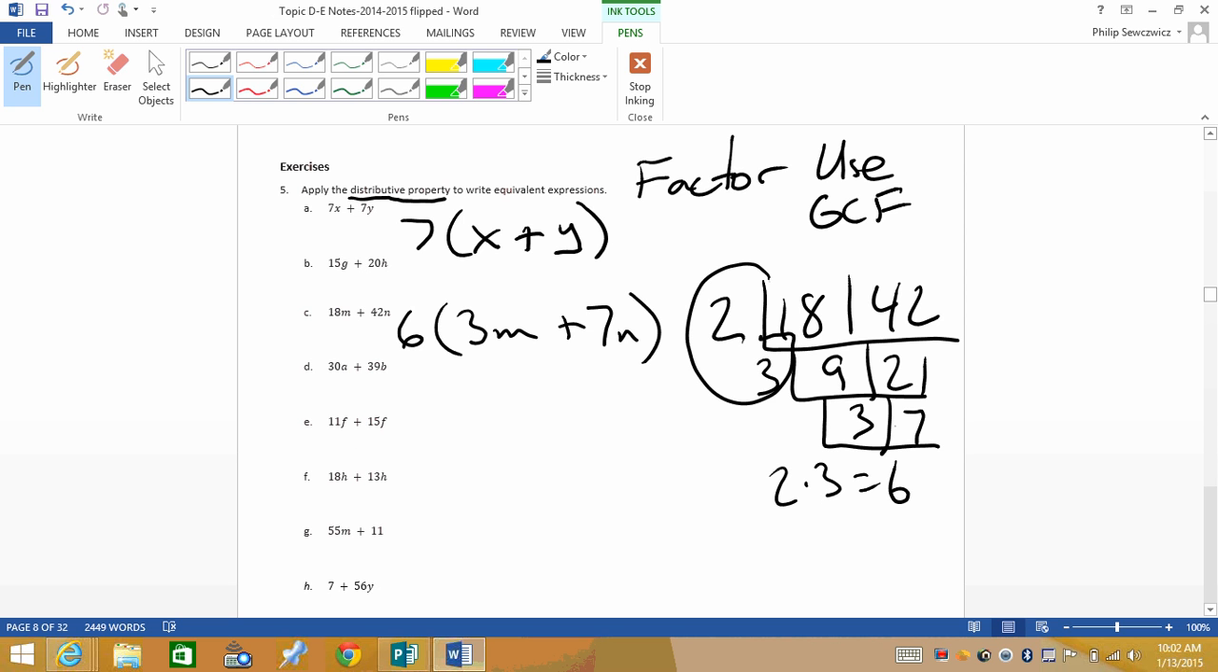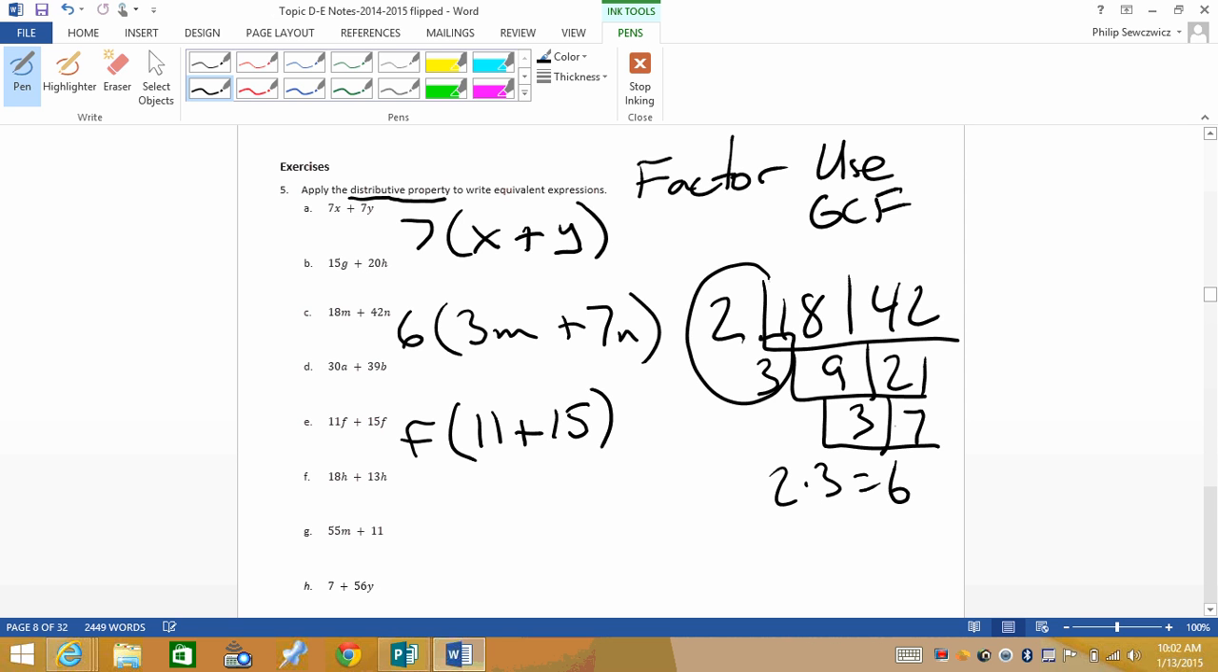Let's skip over to E. Look at 11, look at 15. No one fits into both of them. But I do have a variable that's in common. So I do pull that f out. f times what is 11f? Well, 11. f times what is 15f? Well, 15. And there we go.